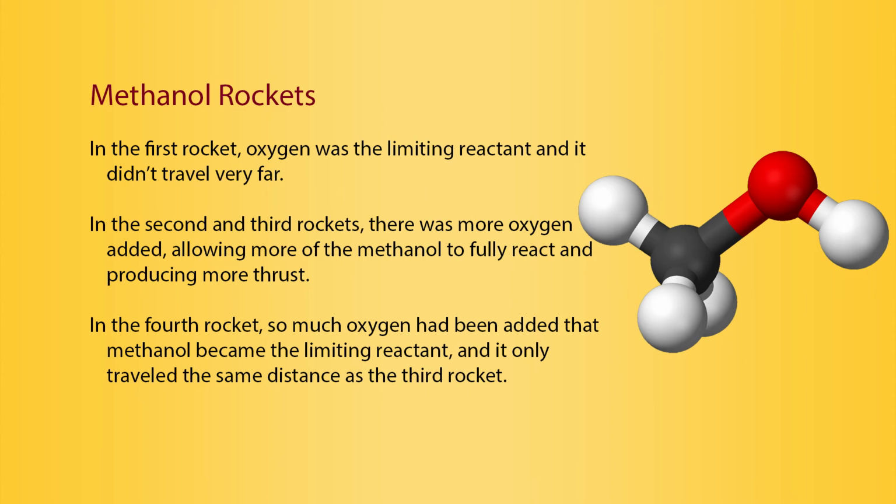In the first rocket, oxygen was the limiting reactant and it didn't travel very far. In the second and third rockets, there was more oxygen added, allowing more of the methanol to fully react and producing more thrust. In the fourth rocket, so much oxygen had been added that methanol became the limiting reactant and it only traveled the same distance as the third rocket.